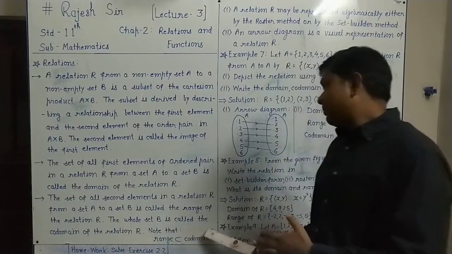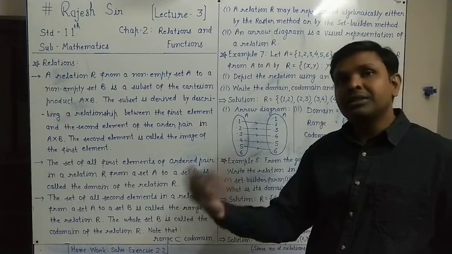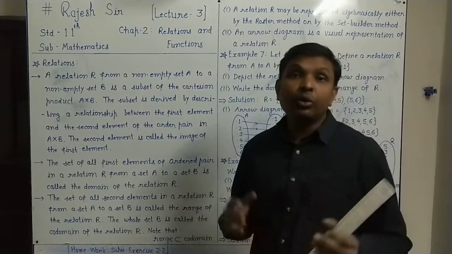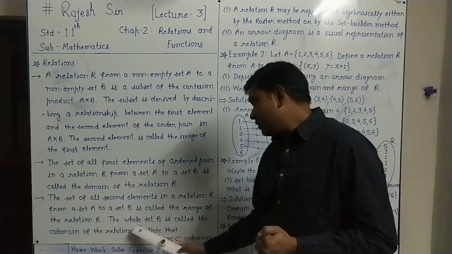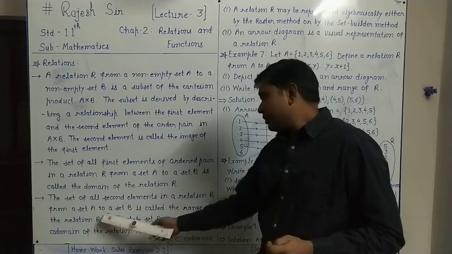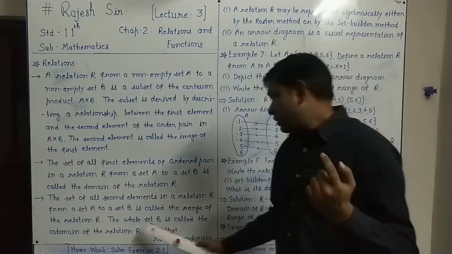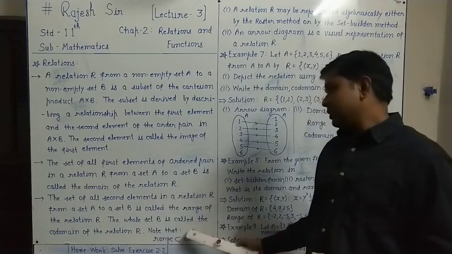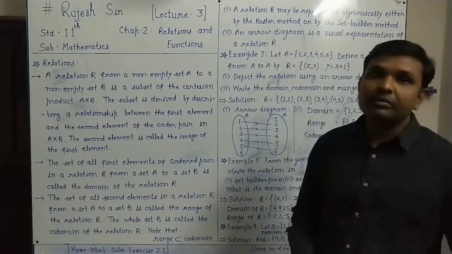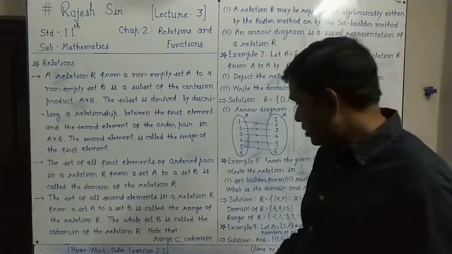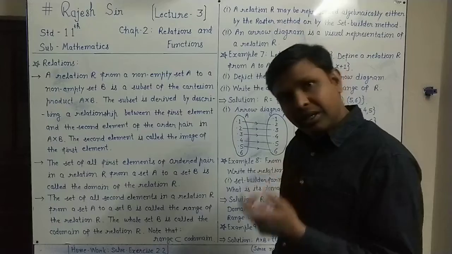The whole set B is called the codomain of the relation R. The whole set B, the other set, is called the codomain of the relation R. So as we can understand from range and codomain, range is only the set of second elements in the relation R, and codomain is the whole set B. Therefore, we can note here that range will always be a subset of codomain. Range is a subset of codomain. You know subset, in the first chapter we have understood.